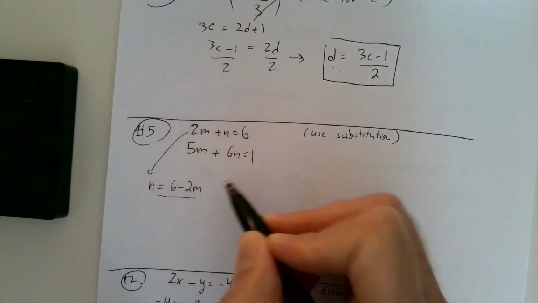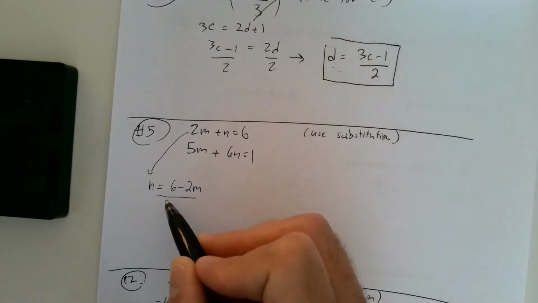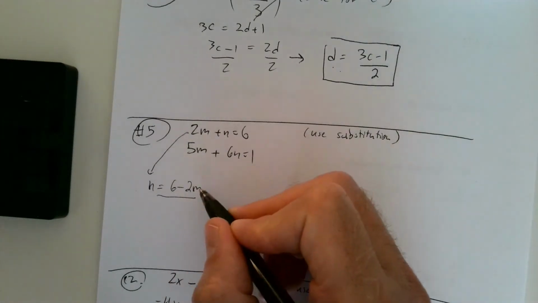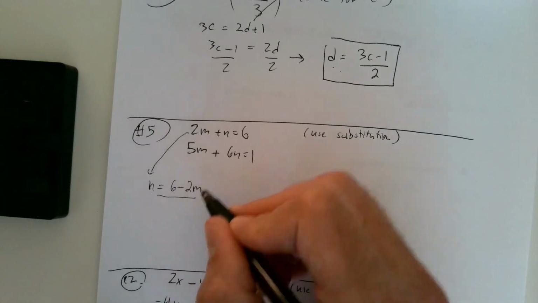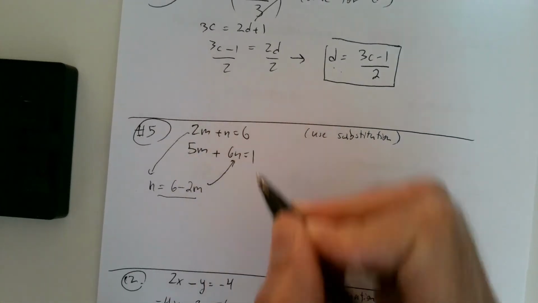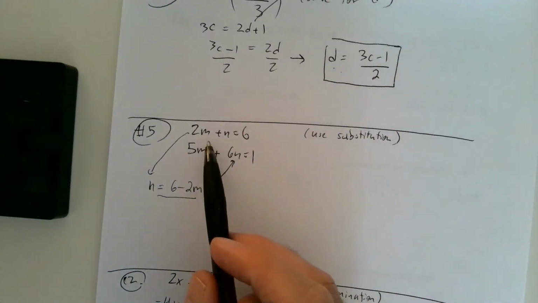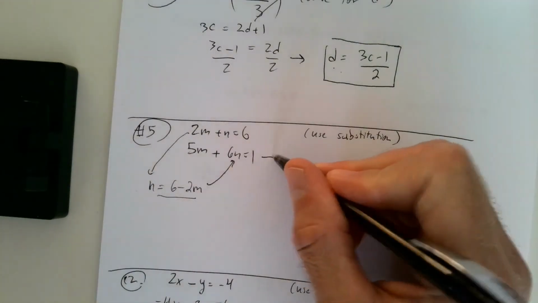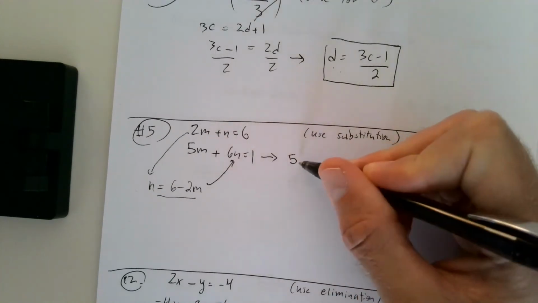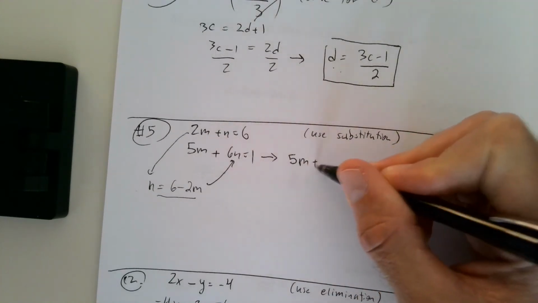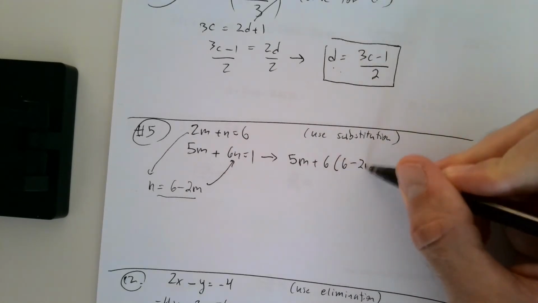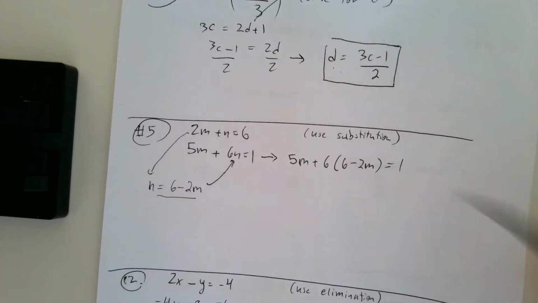Okay, now that we have n, really bad variables to pick next to each other, we have n in terms of m. We will plug that into our other equation. You cannot plug it back into the equation you got it from because you're just going to go in a circle and it won't really solve anything. So let's see what happens when we do that substitution. 5m plus 6 times n, which is 6 minus 2m, equals 1.